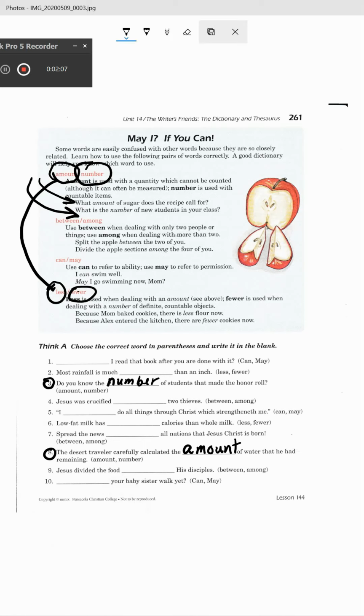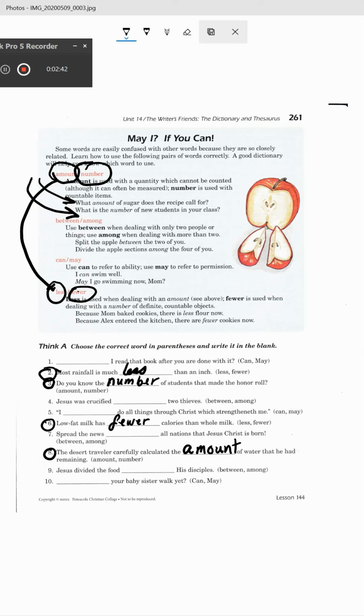For less and fewer, we use the same principle right here. Most rainfall is much blank than an inch. Something we would measure, not count. Most rainfall is much less, as we would measure it. All right, I think there's another one. Here we go. Low-fat milk has blank calories than whole milk. You can actually count calories, so we would use the word fewer.